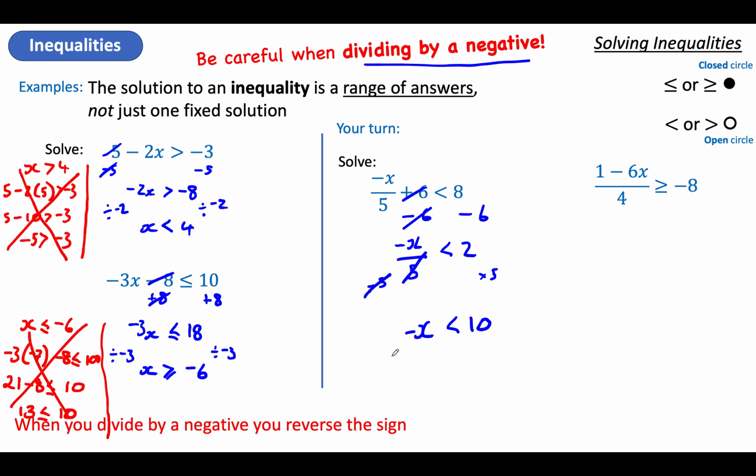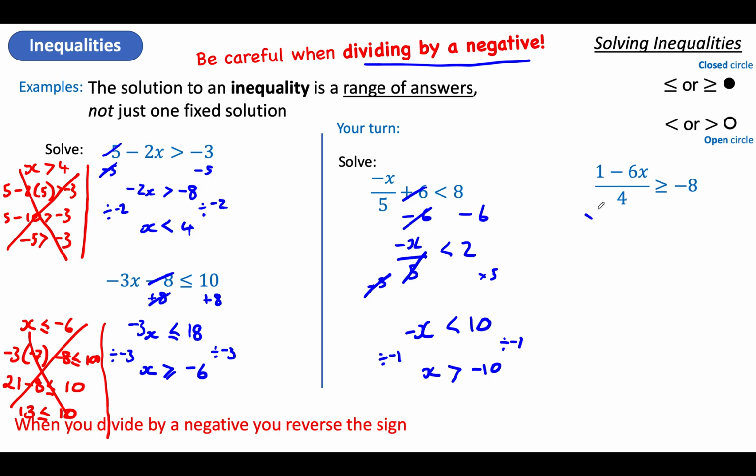And how am I going to change this? Well, effectively I am dividing by -1. I'm dividing by a negative, which means, look how the signs have basically changed on both sides. I reverse my sign, so x is greater than -10. It's a really important point that you need to remember this.